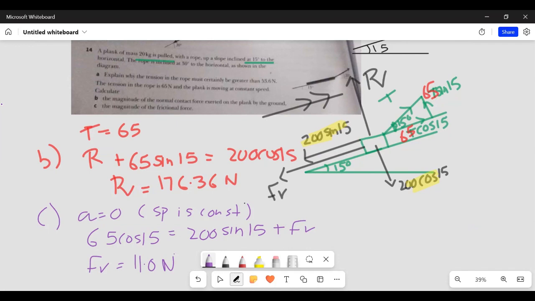Any questions so far, Azhar, Aisha, and Alia? No. No.